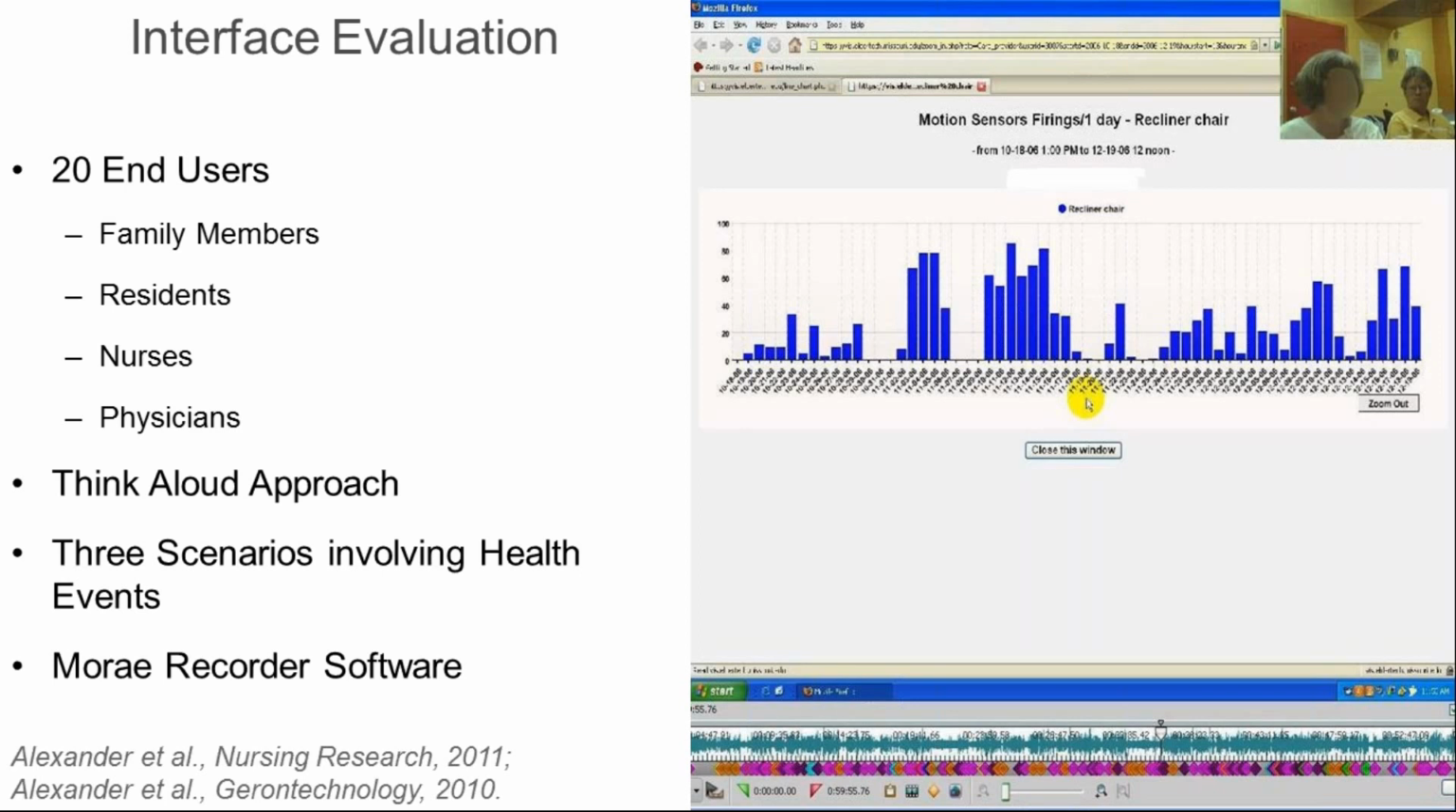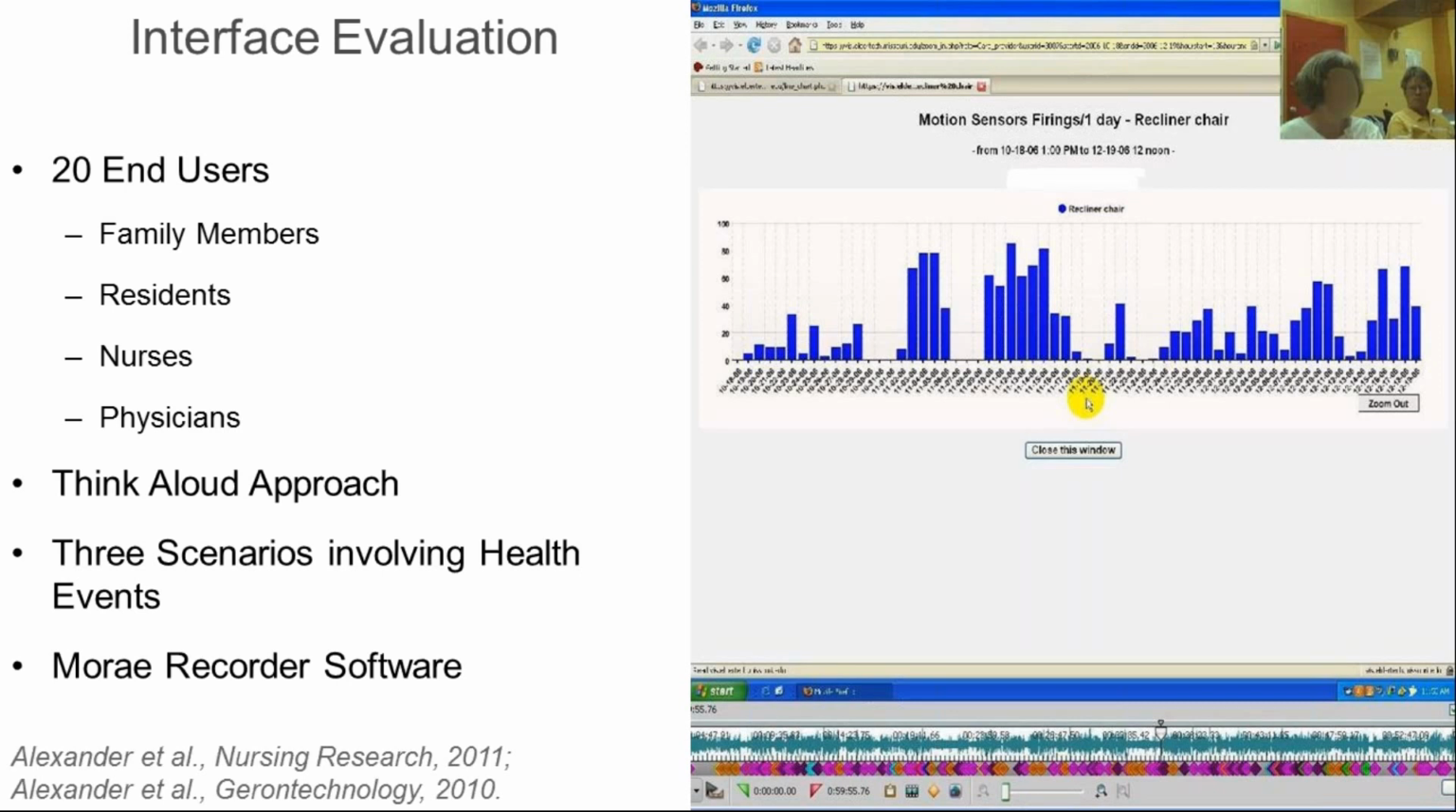Our interface evaluation, we do interface evaluations. Those are very important when you're doing those, because you want end users to be able to give you feedback about this data, because our goal is to eventually give them access to this data and to be able to allow them to see it and not just have it be clinician driven. We'd like to include family members and residents as much as possible.